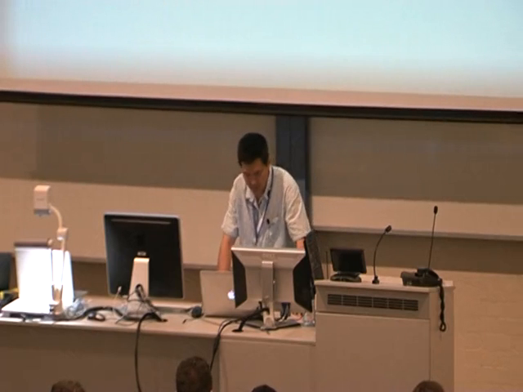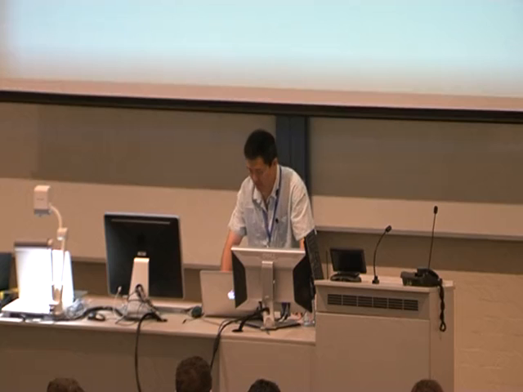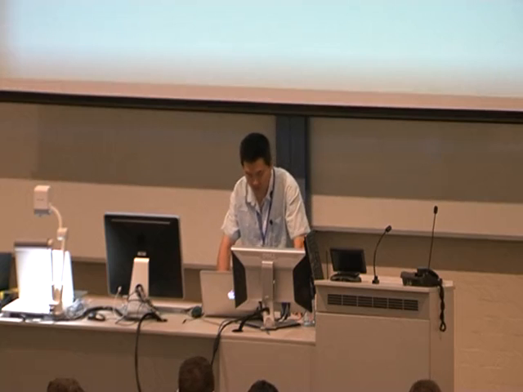So when we do this setup, we test both KVM and Xen type virtualization solutions. We choose Xen because it's a widely used and proven open source virtualization technology, and has a very active community. I think the most famous user would be Amazon. They built a whole public cloud on top of Xen.